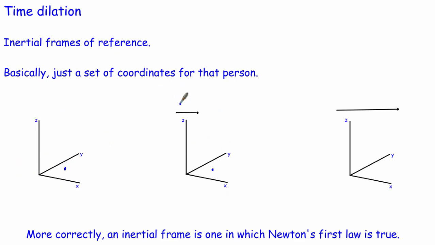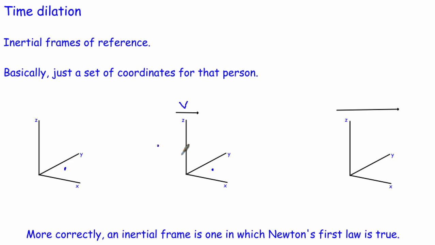And the difference between these two inertial frames is that this one is moving at a constant speed relative to this one. You could also argue that this one is moving at a constant speed relative to that one. And that's where the idea of relativity comes from. You can look at things from each other's point of view. So as far as I'm concerned, I'm sat still and this person's moving on the bus. As far as they're concerned, they're sat still on the bus and I'm moving past them.